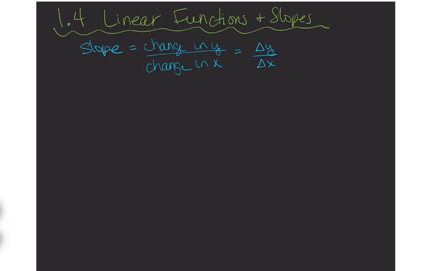There's 4 different types of slopes. We could have a positive slope.